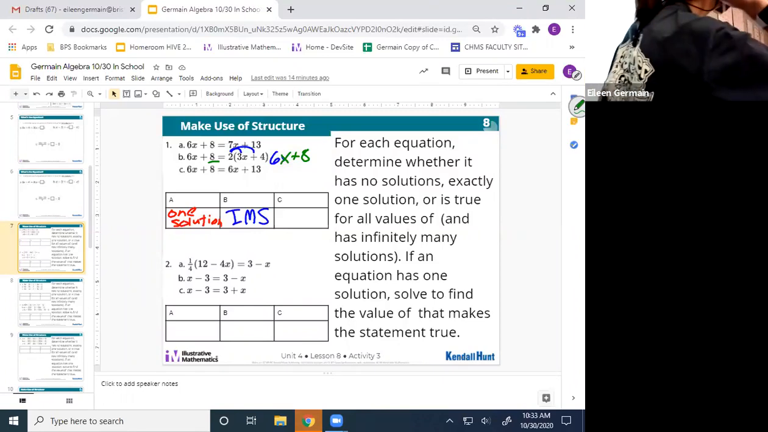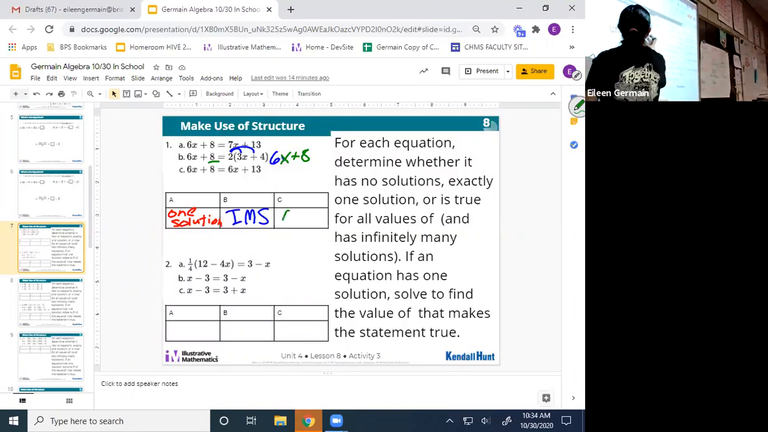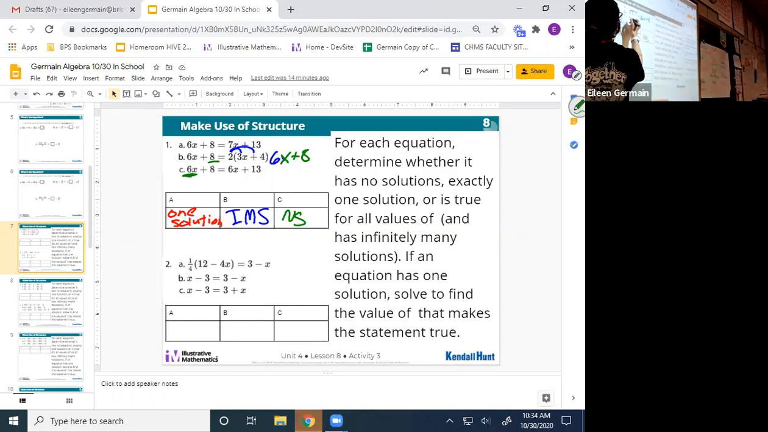Now we had 1C, which I gave to John. No solutions. Very good. No solutions, because we have the same variable on each side, but a different constant. Very good. Nice job. Wonderful. Now we're going to look at 2A, which I gave to Gabe. And Gabe said that this one had infinitely many solutions.